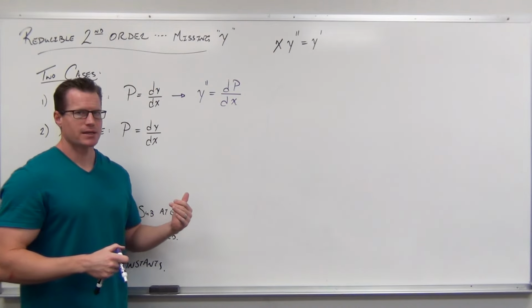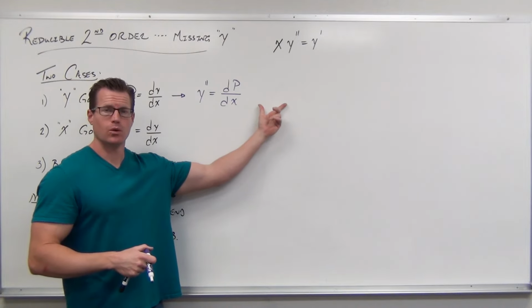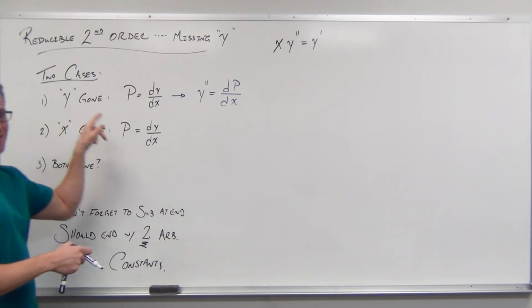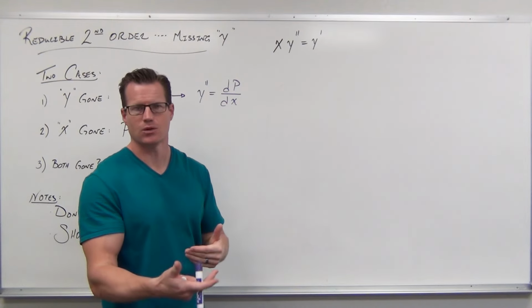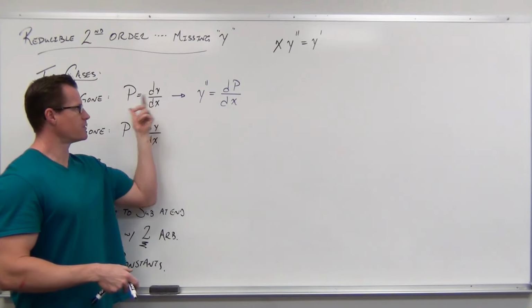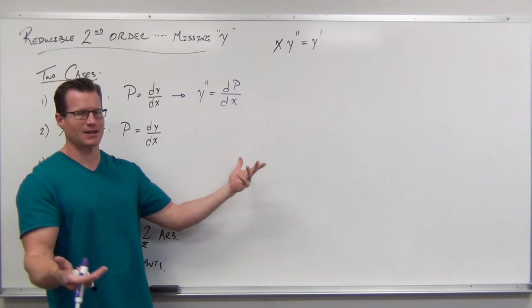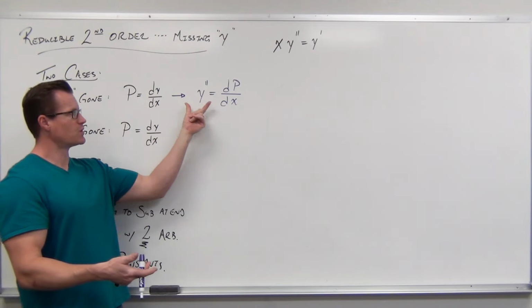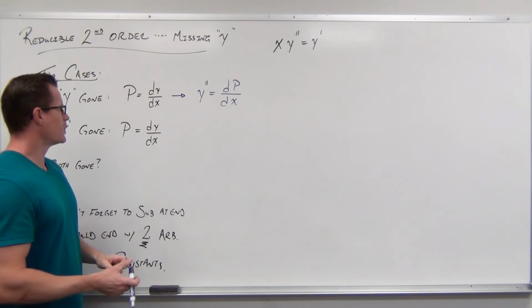What about all the other y's? Don't you have to have a substitution for y? No, that's the whole point. Y is gone. So if y is gone, we don't have to replace y with anything. That's why this technique works. So we say, okay, call the first derivative p, then the second derivative is the derivative of p. That's it. If the first derivative is p itself, the derivative of p would represent the second derivative of y. That's the idea.